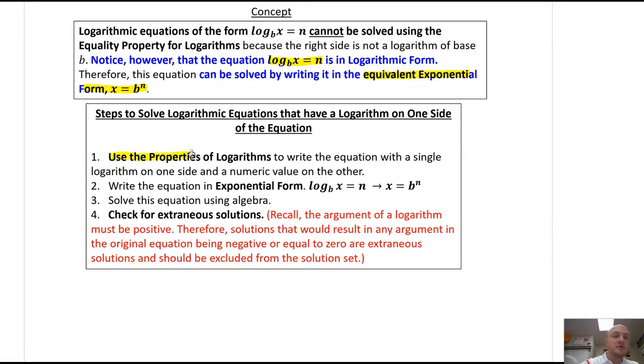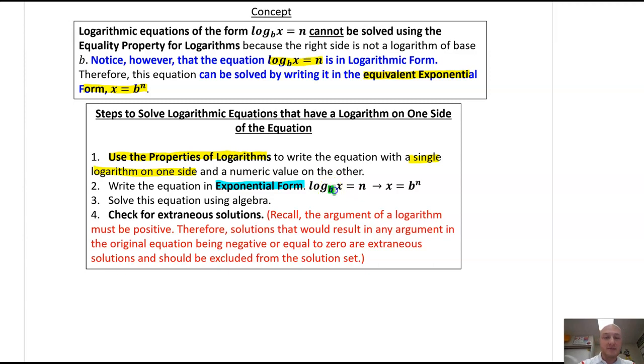We're still going to use the properties of logarithms to write it as a single logarithm on one side. There will be a numeric value on the second one. And then what we'll do is we'll go ahead and rewrite it in exponential form. So here is the shift.